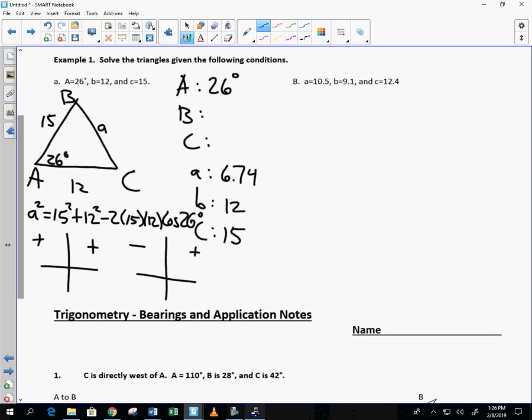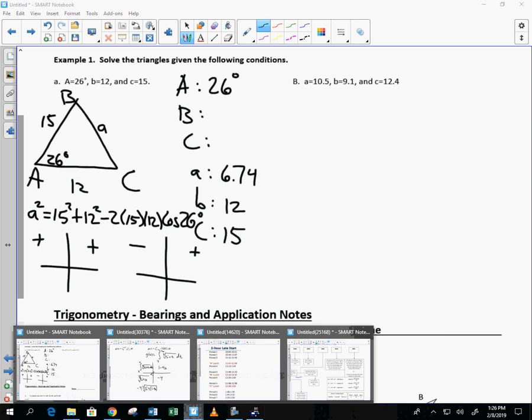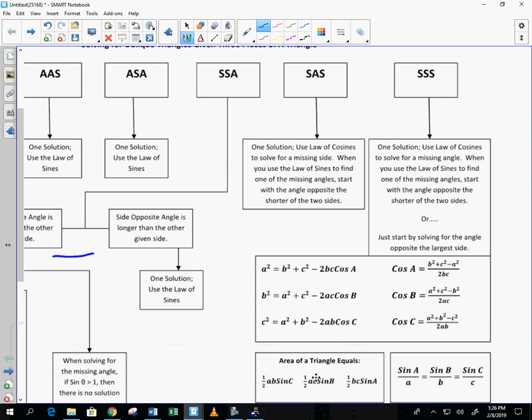It sure can. In fact, the decision tree lays out this very specific point for you. It says, one solution using the law of cosines. When you use the law of sines then to find one of the missing angles, you need to start with the angle opposite the shorter of the two sides. Why? Because we're bringing out the acute angle, so then the obtuse angle will come out at the end. Do you see that? Because the law of sines can't find an obtuse angle.